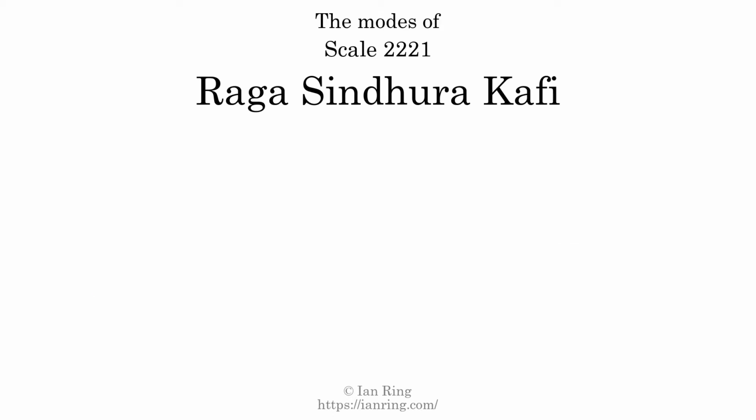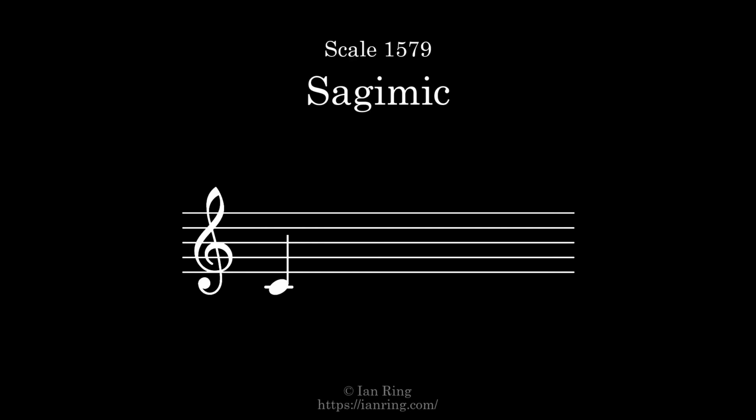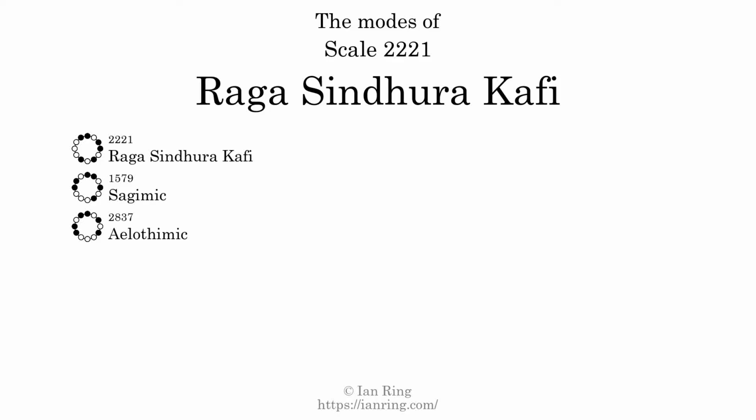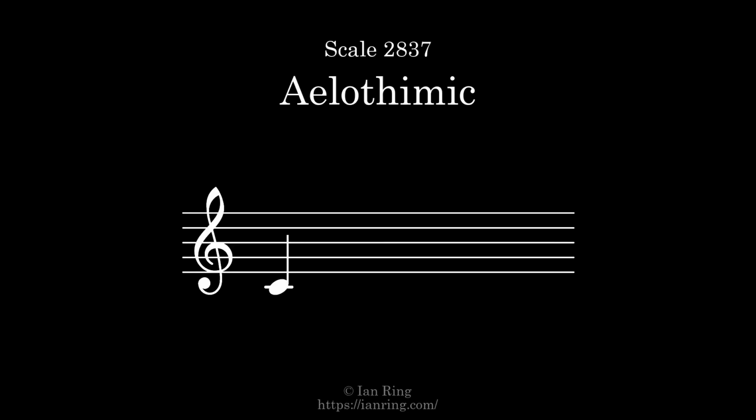This scale has 6 modes. The first mode is itself. The second mode is scale 1579, also known as hexatonic. It sounds like this. The third mode is scale 2837, also known as hexatonic. It sounds like this.